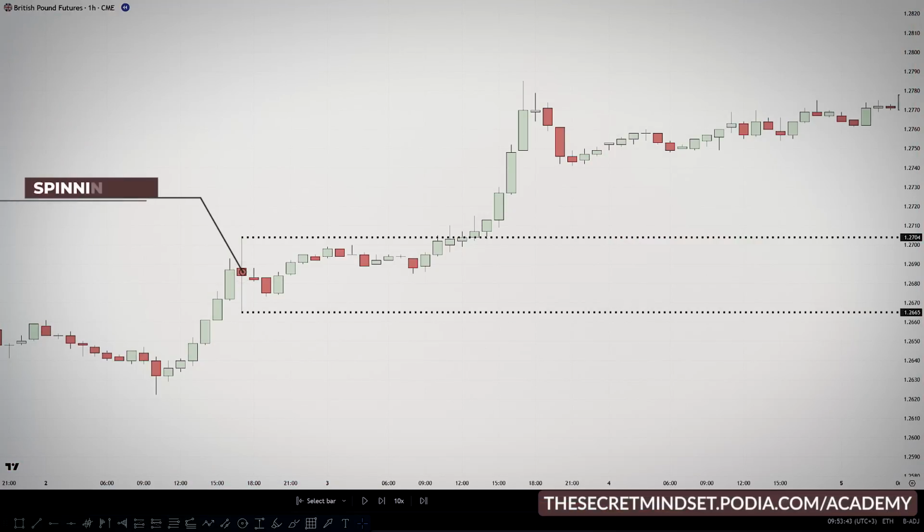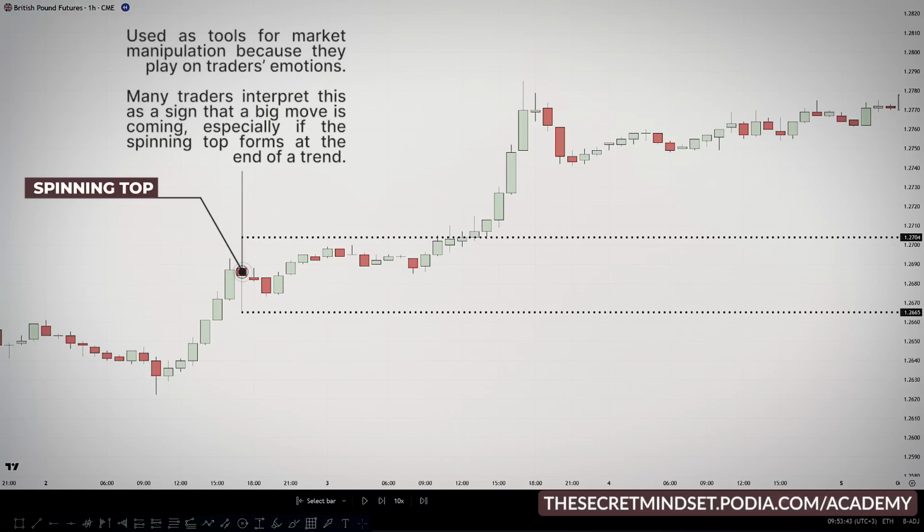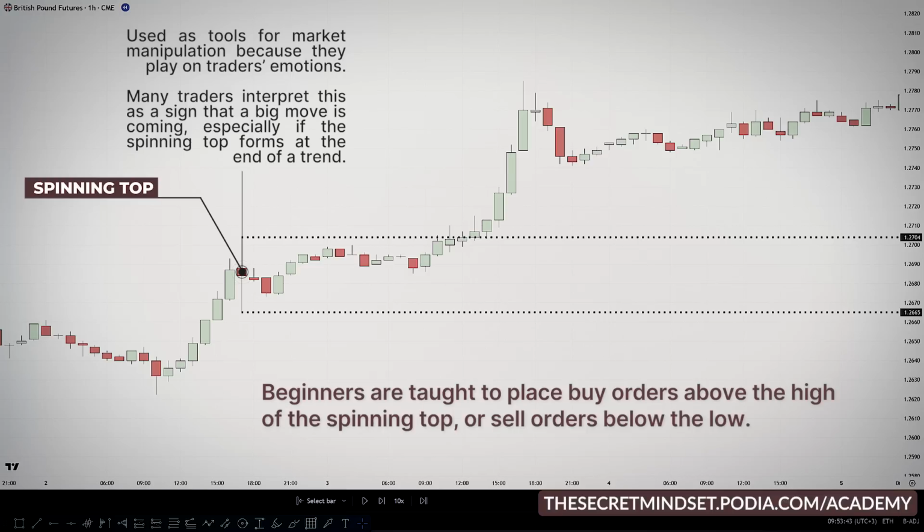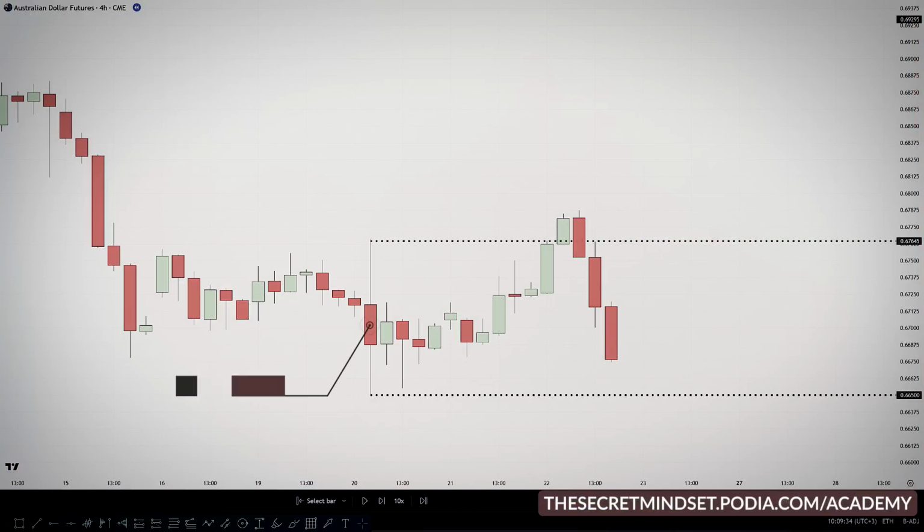to a reversal. However, spinning tops are often used as tools for market manipulation because they play on traders' emotions. When traders see a spinning top, they know it represents indecision. Many traders interpret this as a sign that a big move is coming, especially if the spinning top forms at the end of a trend. They believe that the market is pausing before making its next big move, and they start positioning themselves for that move. Beginners are taught to place buy orders above the high of the spinning top, or sell orders below the low. This is where the manipulation comes in.